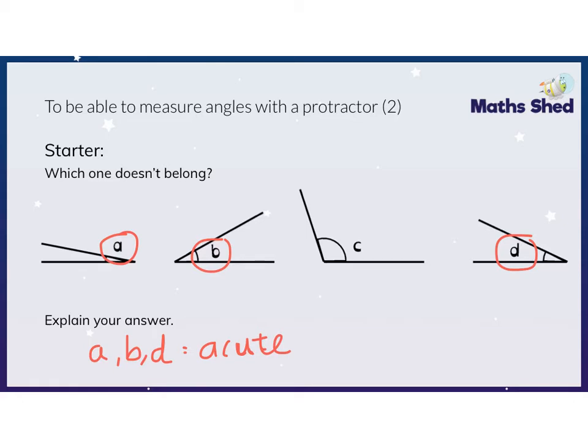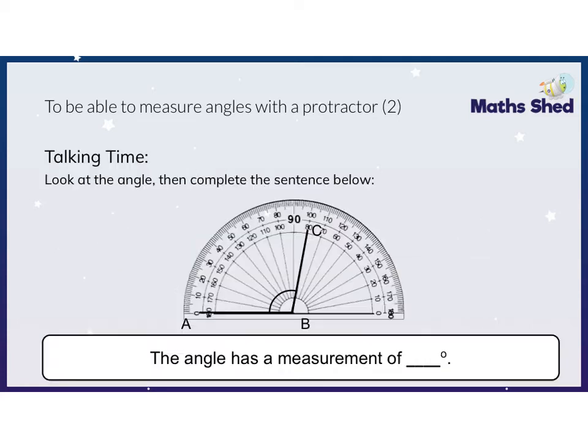They are all acute angles. Now C is greater than a right angle, but it's less than a straight line. So C is what we call an obtuse angle. So C is the odd one out because it is the only obtuse angle.